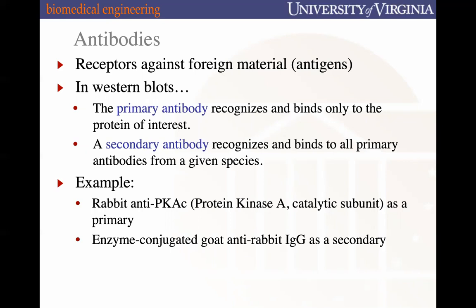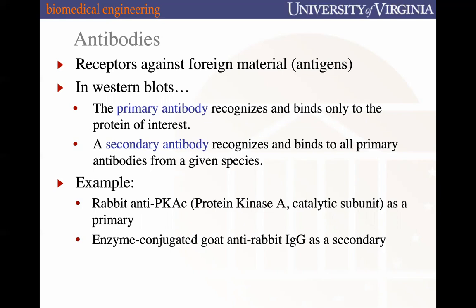Typically in antibody nomenclature, we say rabbit for the species that it was raised in, anti for what it recognizes. So rabbit anti-PKAC. The secondary antibody, we'd want it to recognize a rabbit antibody, so we'd want to use a completely different species. We wouldn't want to use a rabbit anti-rabbit, because then that secondary antibody can be binding to itself. So what we do is we have a goat anti-rabbit IgG. IgG is the kind of antibody.